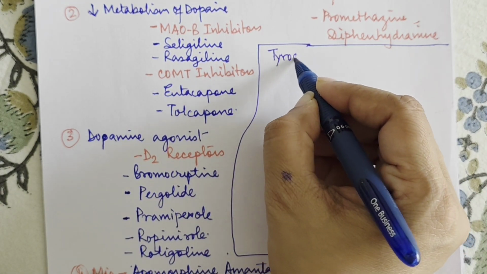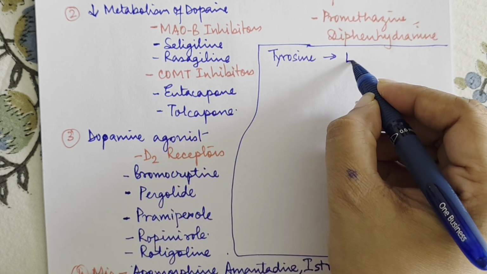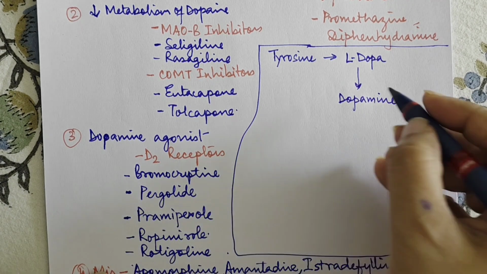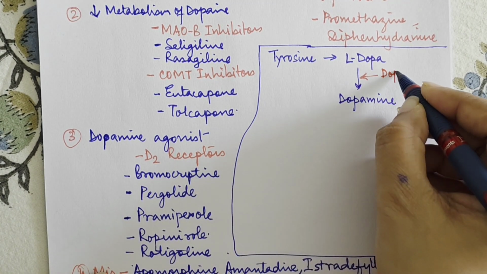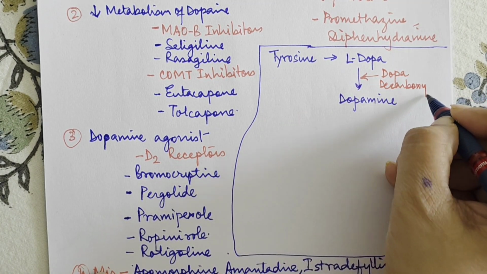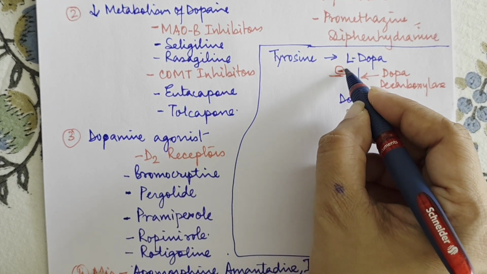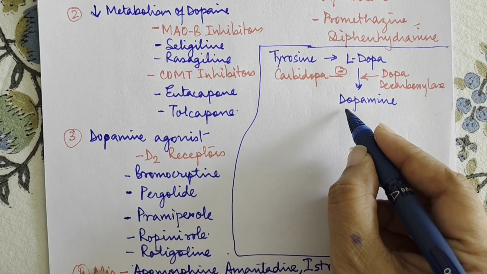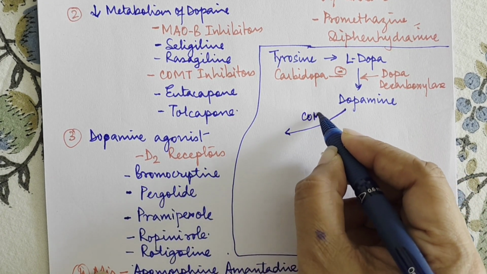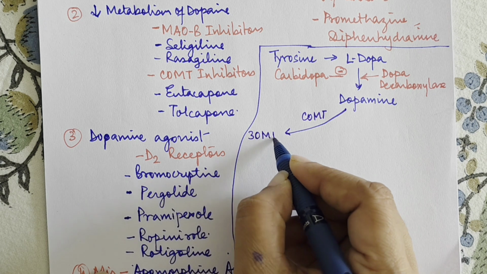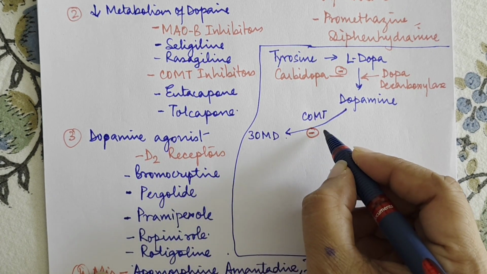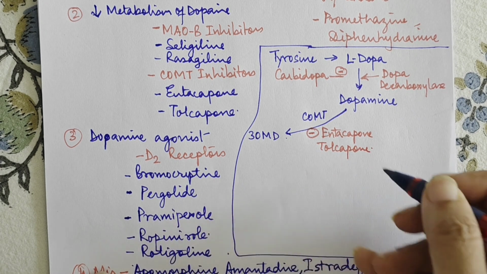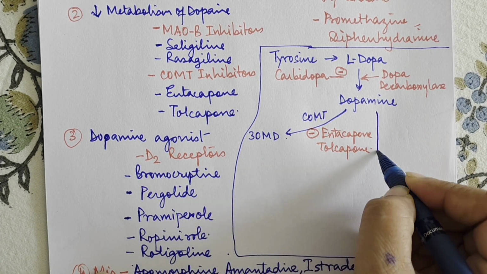Tyrosine, we know the formation, tyrosine forms dopa and dopa forms dopamine, right? Now this dopa is converted to dopamine by dopa decarboxylase, and this action is inhibited by carbidopa. So carbidopa is the inhibitor of dopa decarboxylase. Then this dopamine is metabolized by COMT enzymes to 3-O-methyl dopamine. So this action is inhibited by entacapone and tolcapone, right?